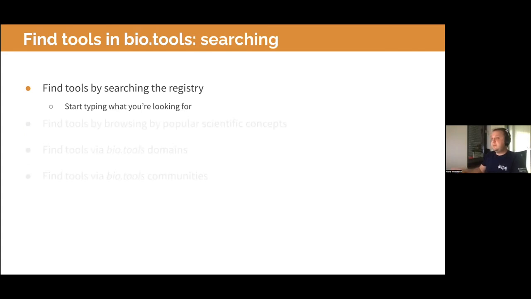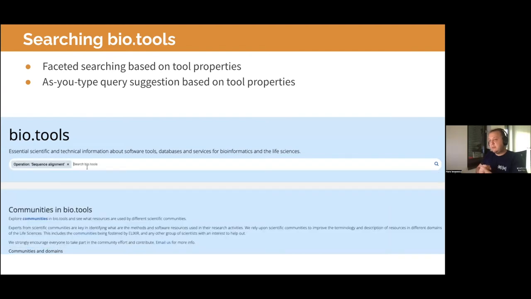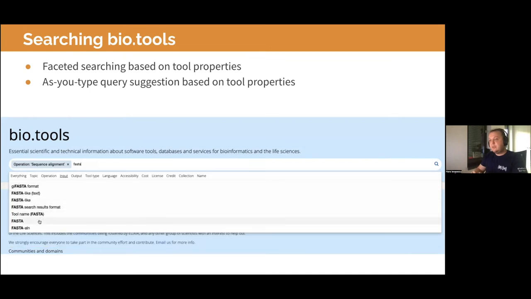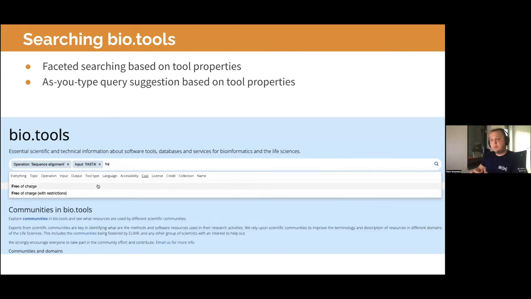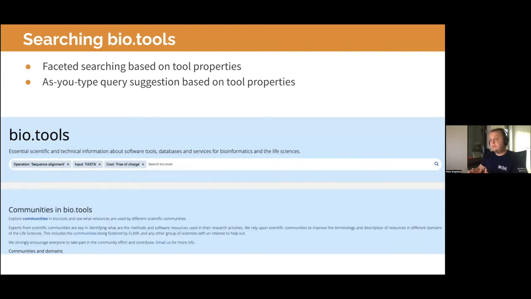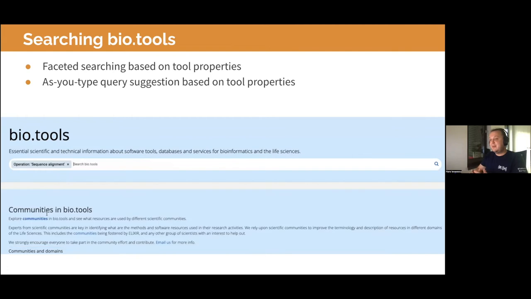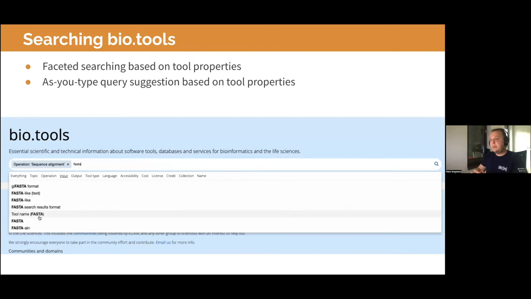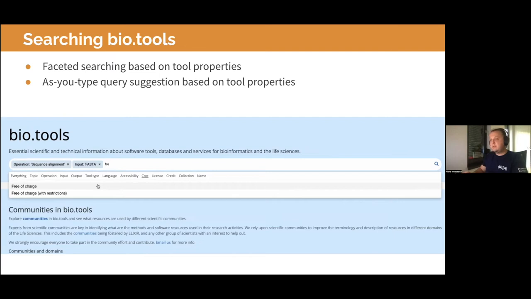When you're looking for tools, just start typing what you're looking for. An example of this: from the main page or anywhere, you can start typing. And we have this faceted search in which you can search for a specific property. So in this case, we're searching for a tool that has a sequence alignment operation. We need some FASTA input, and you haven't seen it in my nice GIF here. The last thing was a cost, we want it to be free, so we didn't want to pay for it. You can keep typing this, and once you're ready, you can just search.